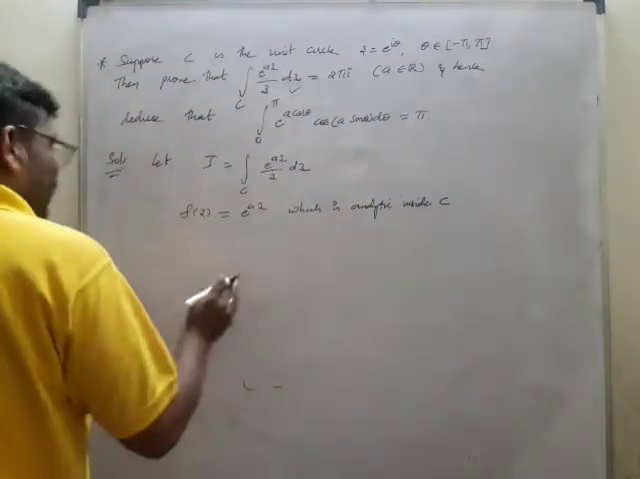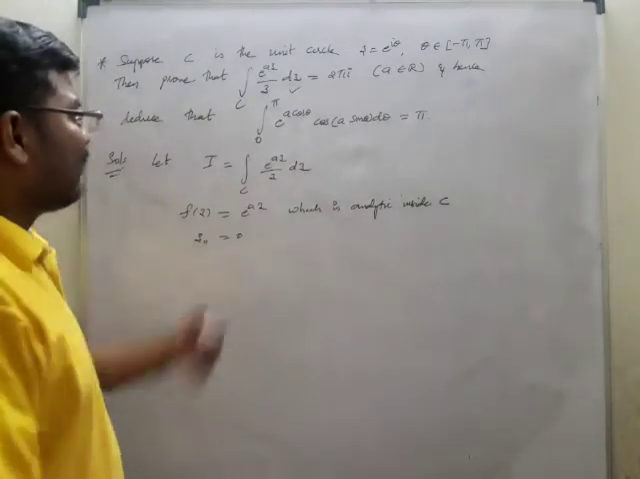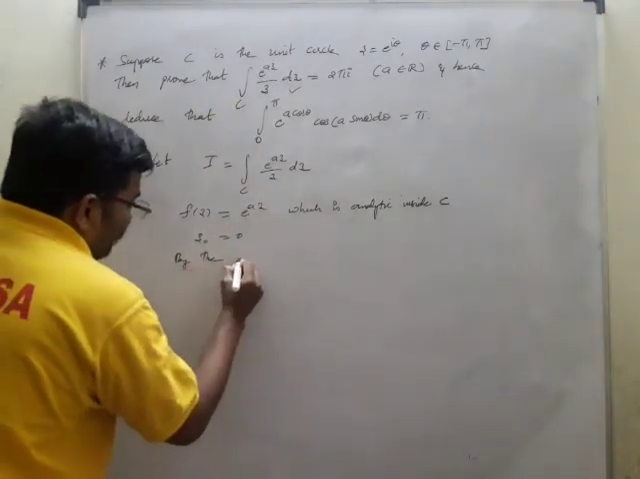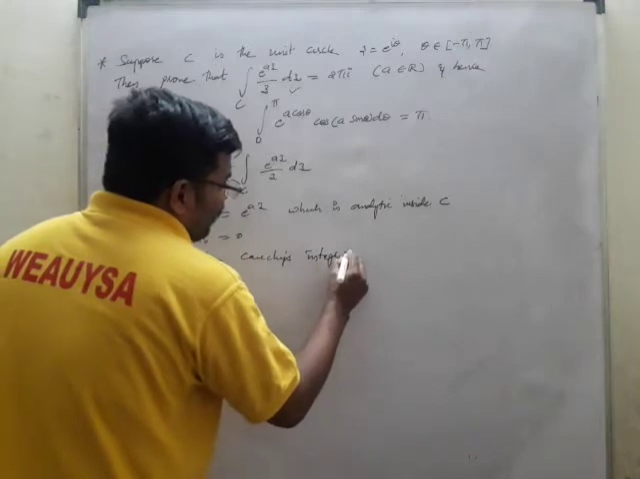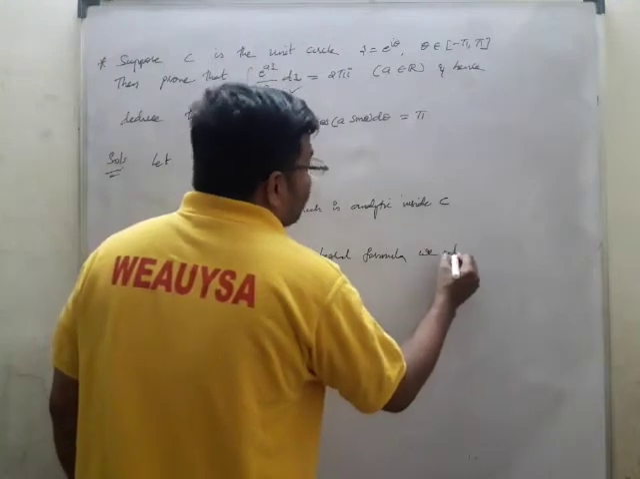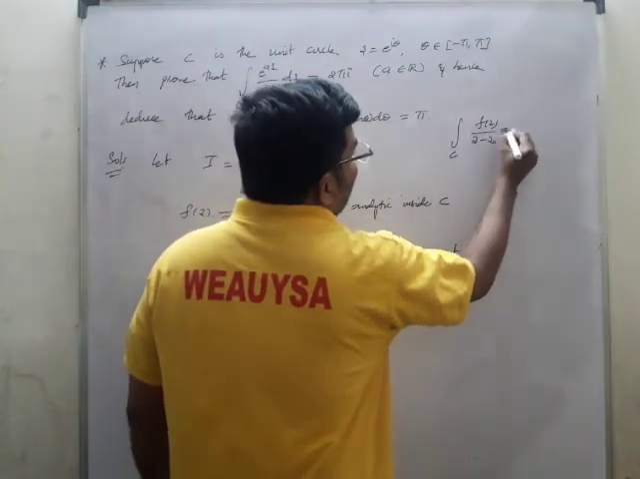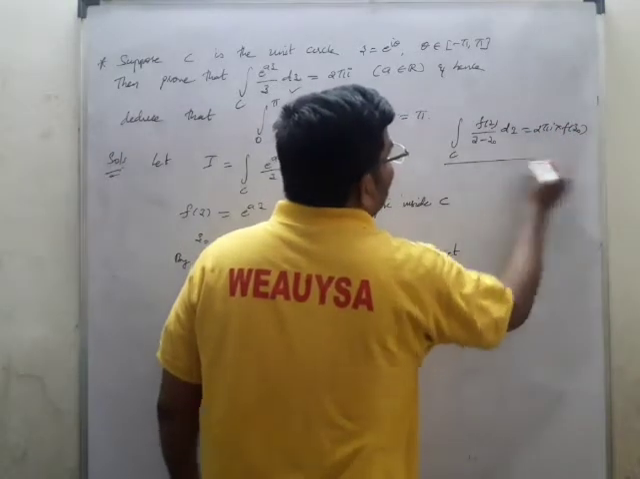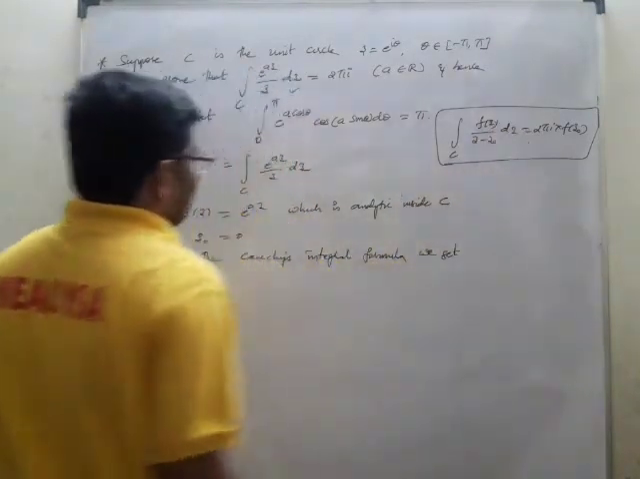And z naught is nothing but 0. So by using Cauchy's integral formula, we can write this in the following form. You already know Cauchy's integral formula: the integral over C of f(z)/(z minus z naught) dz is equal to 2 pi I times f(z naught). So by using that formula, we'll try to find the value of this.